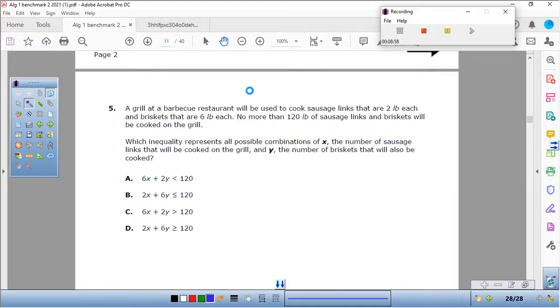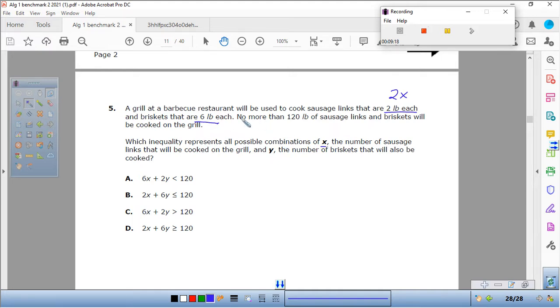Let's just read this and go through it slowly. A grill at a barbecue restaurant will be used to cook sausage links that are 2 pounds each and brisket that are 6 pounds each. Okay, I can see that. 2 pounds, I'm gonna say that one goes first. So X number of sausage links and Y number of briskets. Just FYI, guys, math's pretty uniform, pretty cool. First thing is X, second thing is Y.